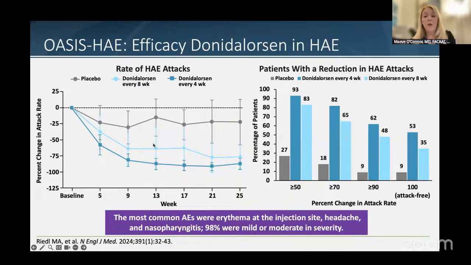So the OASIS HAE evaluated donidalorsen. Again, that is the antisense oligonucleotide targeting the kallikrein mRNA. And as you can see here, there were substantial reductions in HAE attack rates. A high percentage of patients experienced reduction in their frequency of attacks. And again, this was a favorable safety profile. Most AEs were mild and transient. So donidalorsen is, again, subcutaneous, so it may be well suited for patients who prefer less frequent dosing.